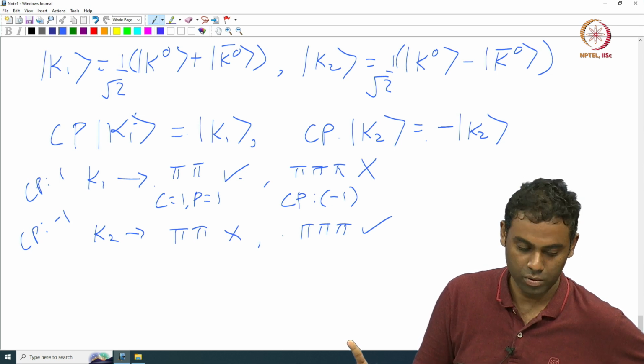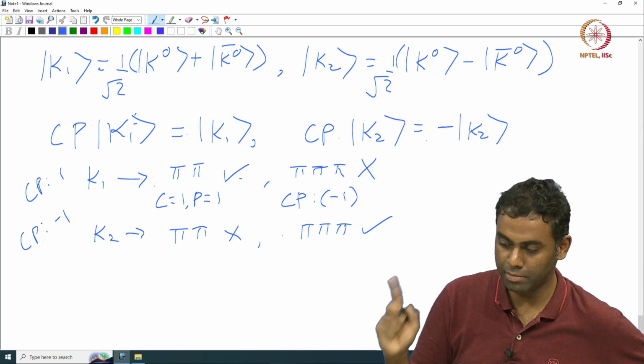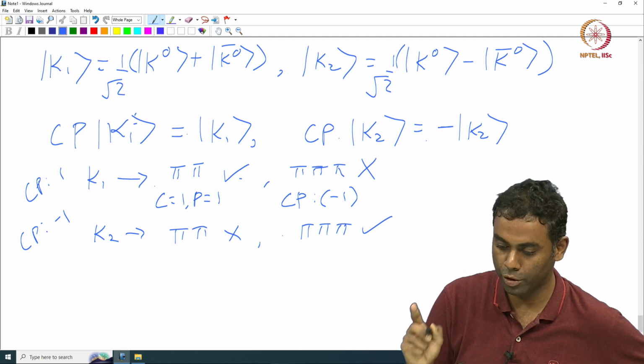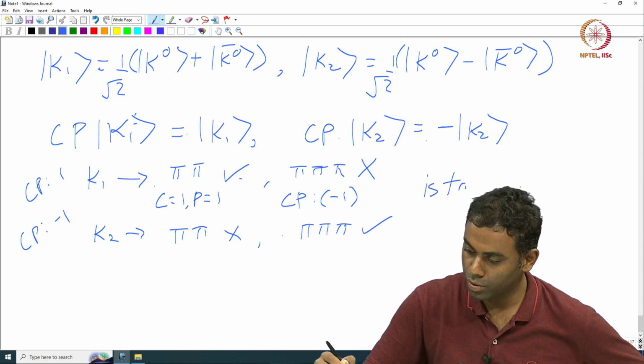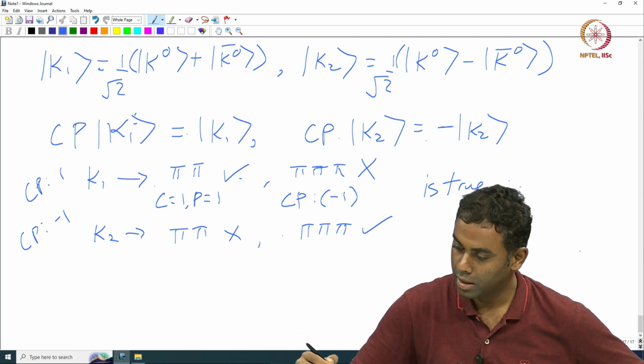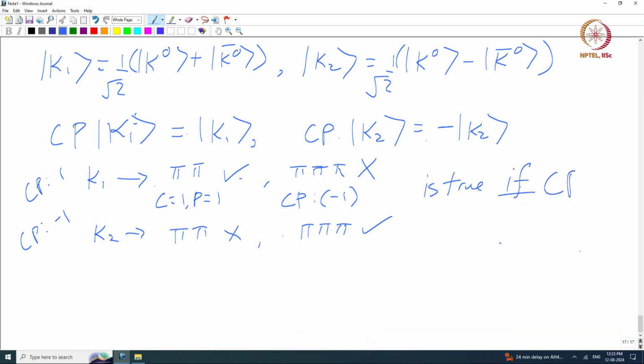Good. Now, this statement that K1 will only go to 2 pions and K2 will only go to 3 pions is true if CP is conserved, of course, in weak interactions because these are weak processes. So, that is the test that you can devise now to check whether CP is conserved or not.